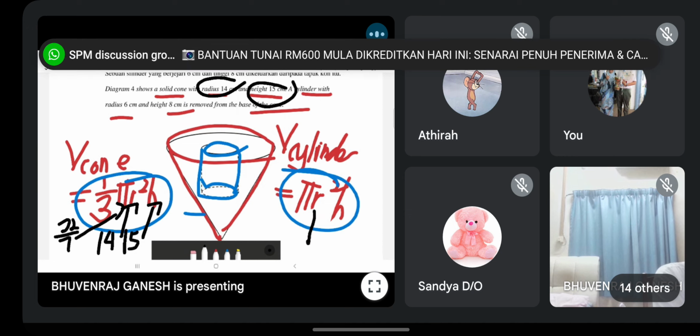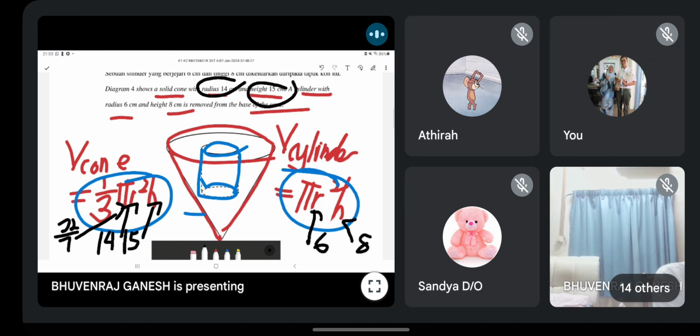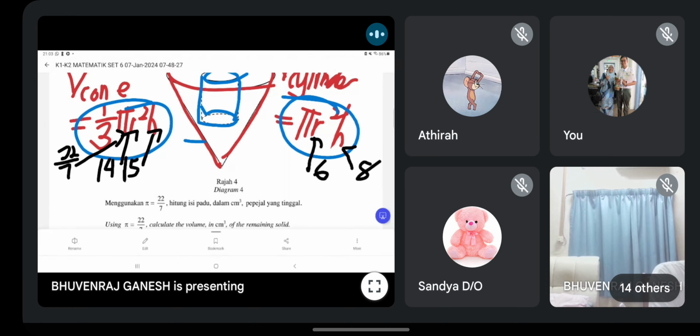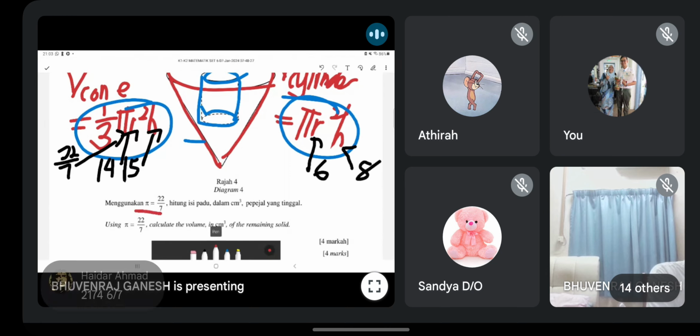Okay. Lepas tu, silinder. R 6. H 8. Okay. Final answer. Anyone got the final answer? Untuk yang ni. Siapa dah dapat? You can see the question. Use pi is this one.